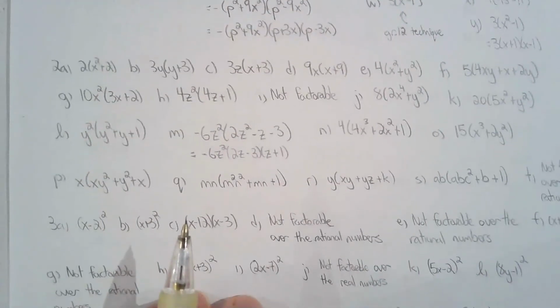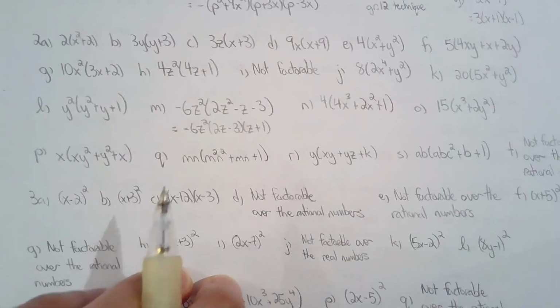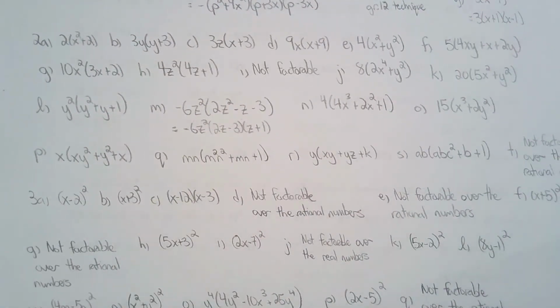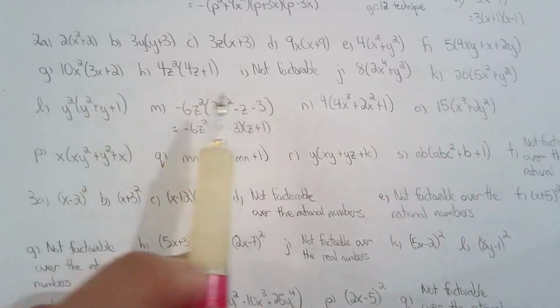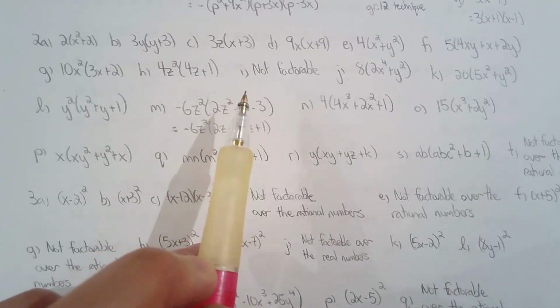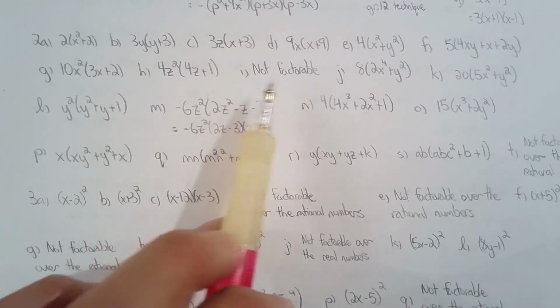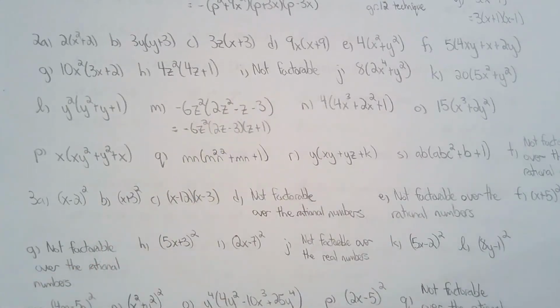Okay. For number 2, we are just looking at some binomials for A through E. For A through E, you're just looking for common factors. There's common factor F. For I, there's really nothing you can do. Between the three terms in I, there's nothing you can do. No common factors. So just leave it as it is.